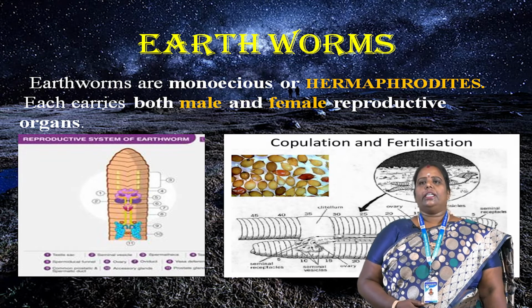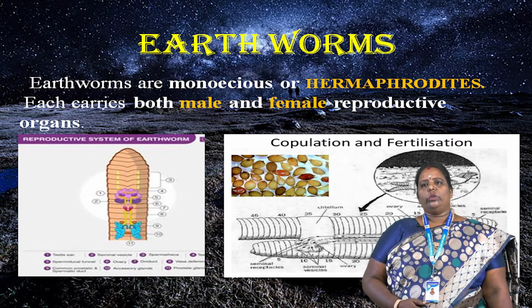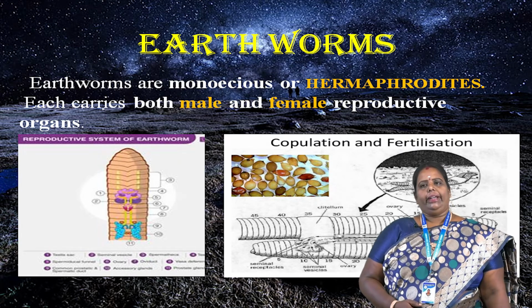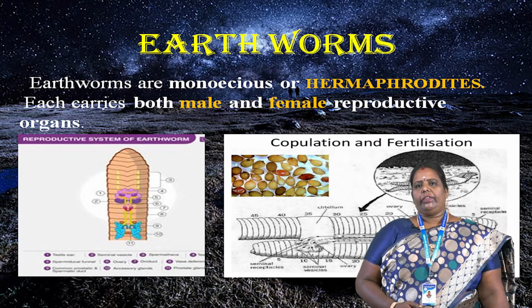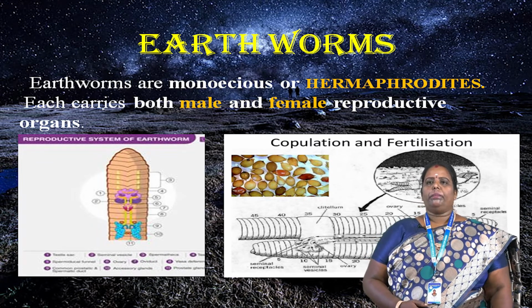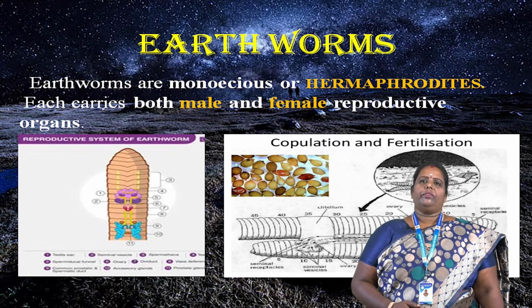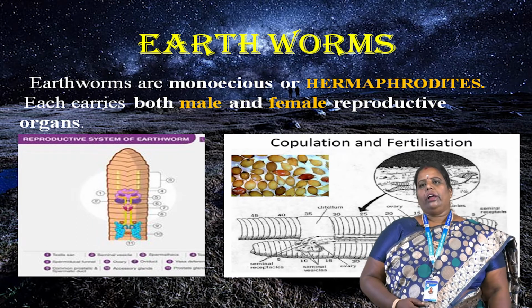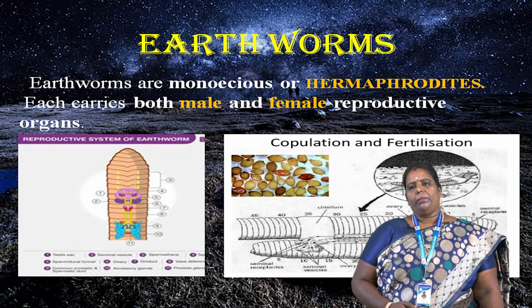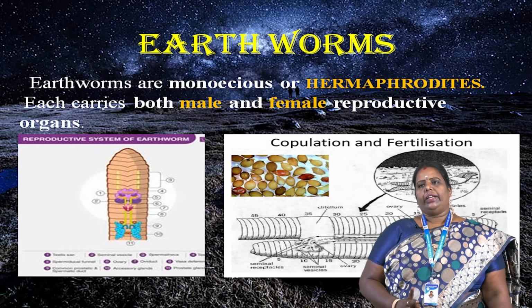At the same time, the earthworm's reproductive system is also very important. Why? Earthworms are monoecious or hermaphrodite animals. Hermaphrodite means there is no individual male and female, but each animal carries both male and female reproductive organs. That is very important in the earthworm. There are no separate male and female animals. After that, how the reproduction takes place, how the egg is formed and how the sperm fertilizes it, this diagram also indicates the copulation and the fertilization.